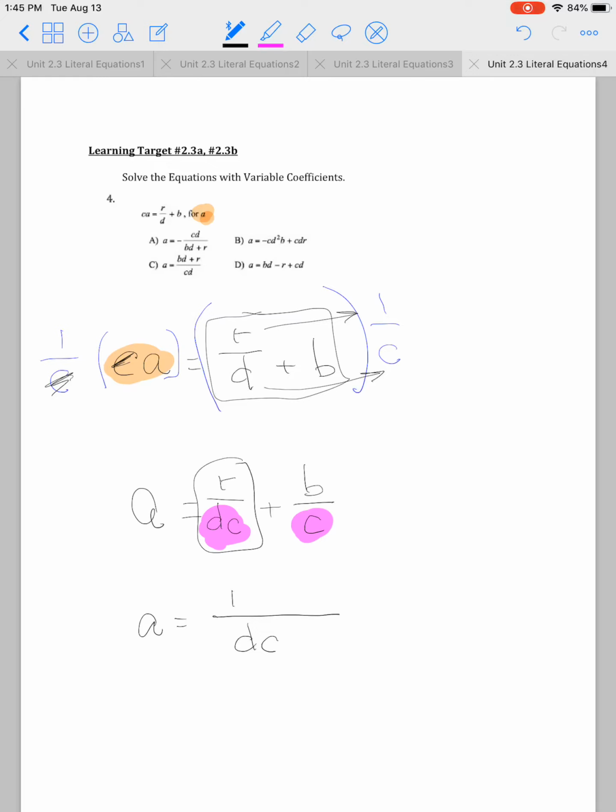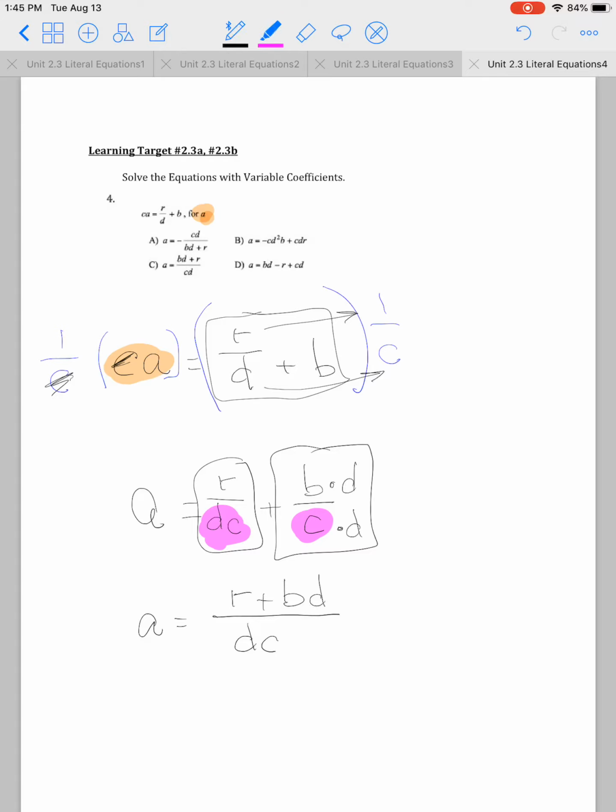Well, that's easy over here on the left in this fraction. We already have our r, so that just copies. And then over here, to make this fraction have a denominator of c times d, or d times c, we must multiply both numerator and denominator by that d. And so on the top, b times d is just bd.